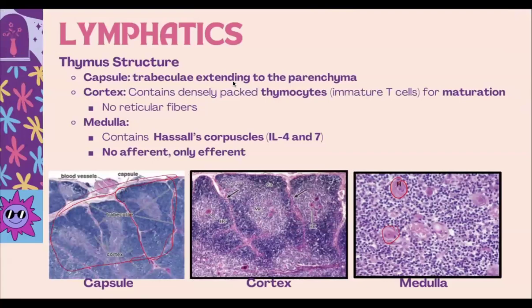Also, just keep these in mind and memorize them together in case they do come up. They don't contain any afferent vessels. They only contain efferent. This can again be a recall question, not too much critical thinking. They can just ask which one of these is true about a thymus, and this could be your answer.